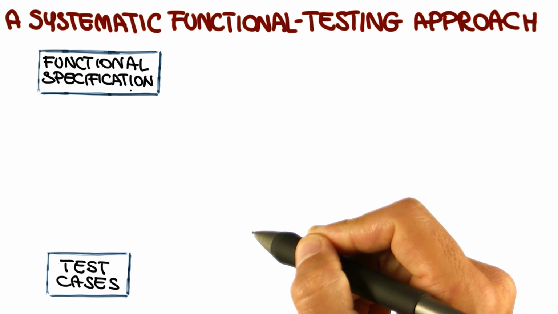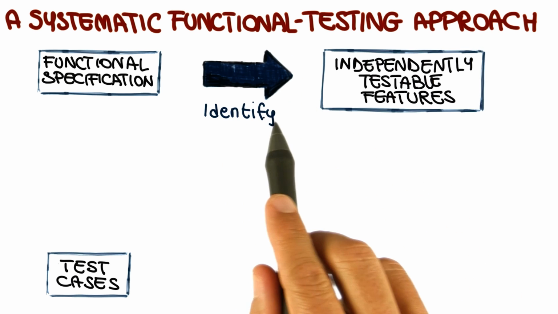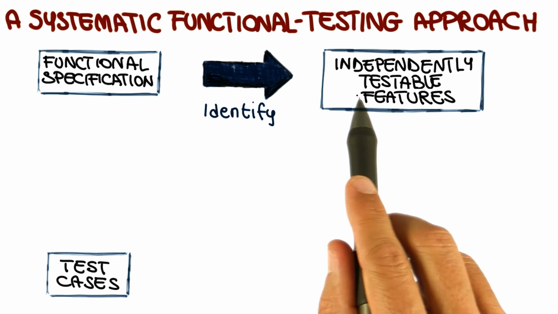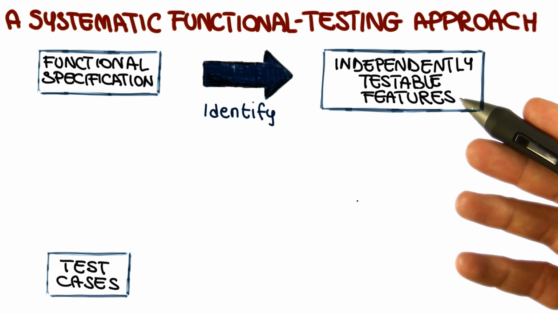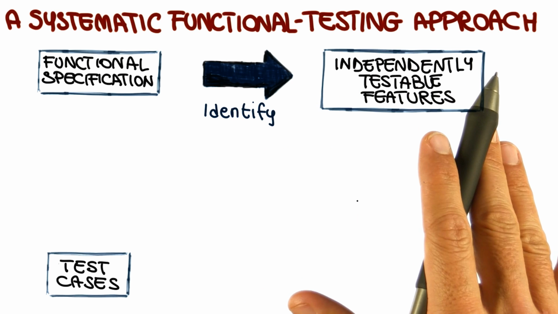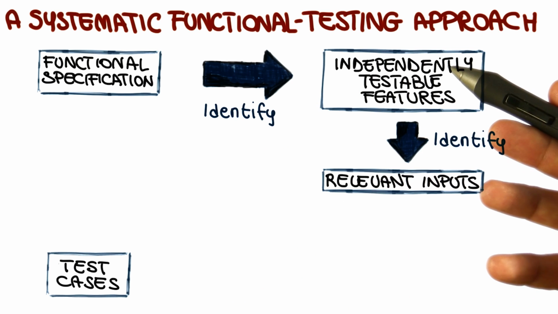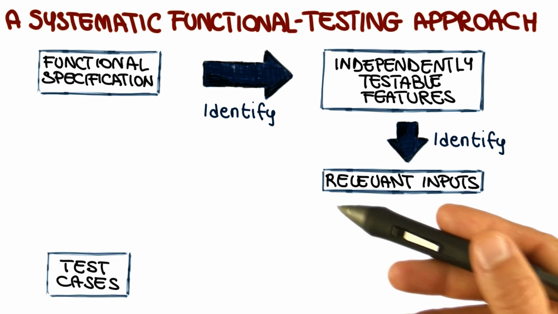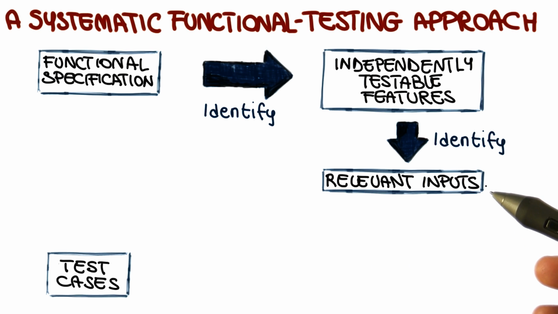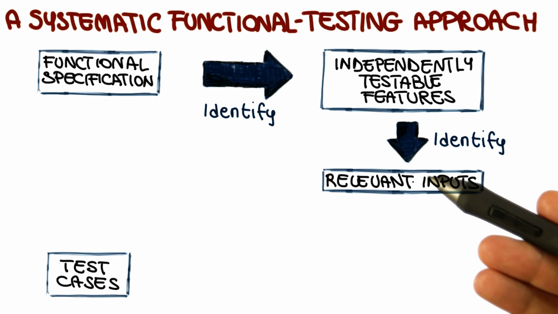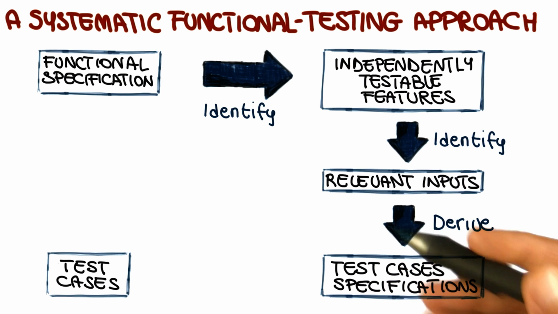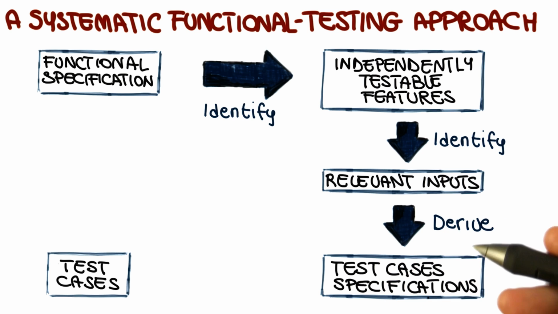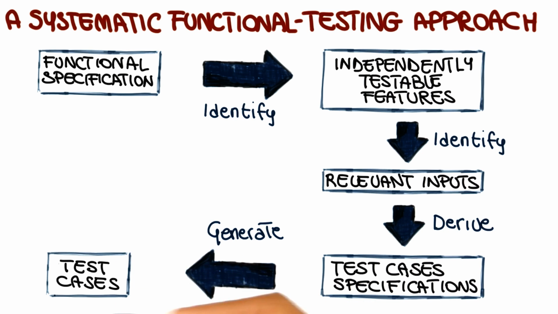In particular, in this case, we'll perform 3 main steps. The first step is to identify independently testable features, individual features in the software that we can test. And we're going to expand on each one of these steps in the next part of the lesson. The following step is, once we have these independently testable features, to identify what are the relevant inputs. So what are the inputs or the behavior that is worth testing for these features. Next, once we have these inputs, we want to derive test case specifications. And test case specifications are descriptions of the test cases that we can then use to generate actual test cases.